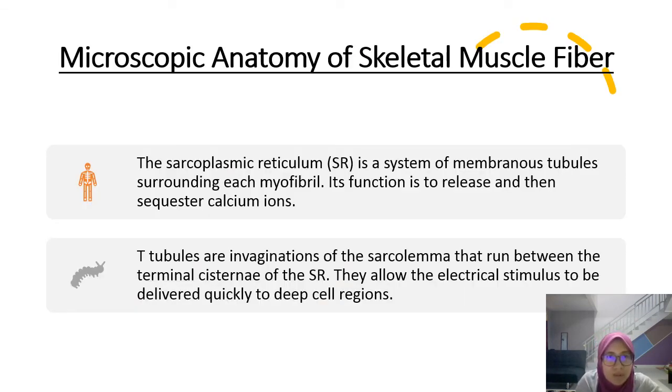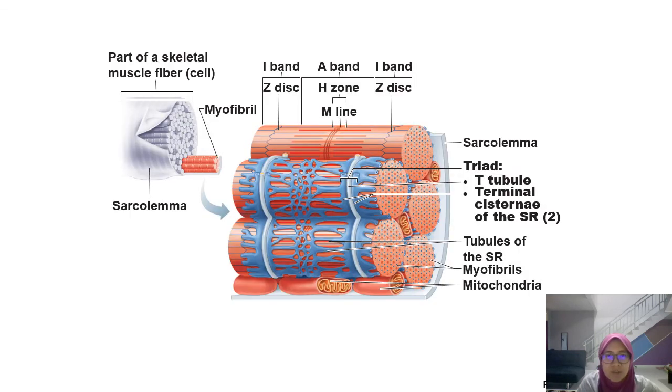Okay, another microscopic anatomy is the SR, the sarcoplasmic reticulum. Okay, it is a system of membranous globules surrounding each myofibril. So the function of SR is to release and sequester. Sequester means it spreads out the calcium ions. Okay. So T tubules, okay, are invaginations of the sarcolemma that run between the terminal cisternae of the SR. It is outside of the SR. Okay, you may see the picture here.